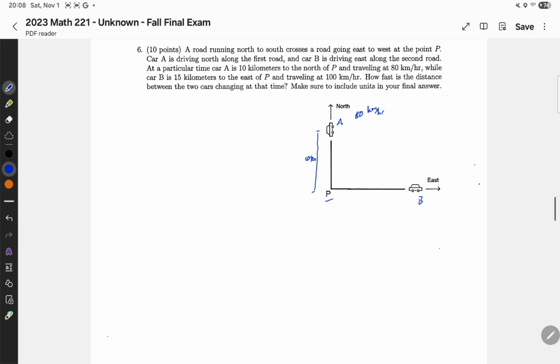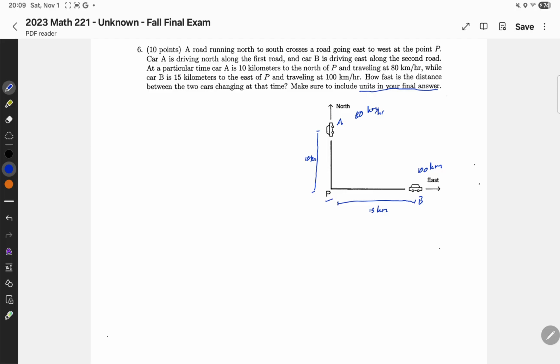While car B is 15 kilometers east and traveling at 100 kilometers an hour. How fast is the distance between the two cars changing at that time? Make sure to include units in your final answer. Let's highlight that because I will forget.